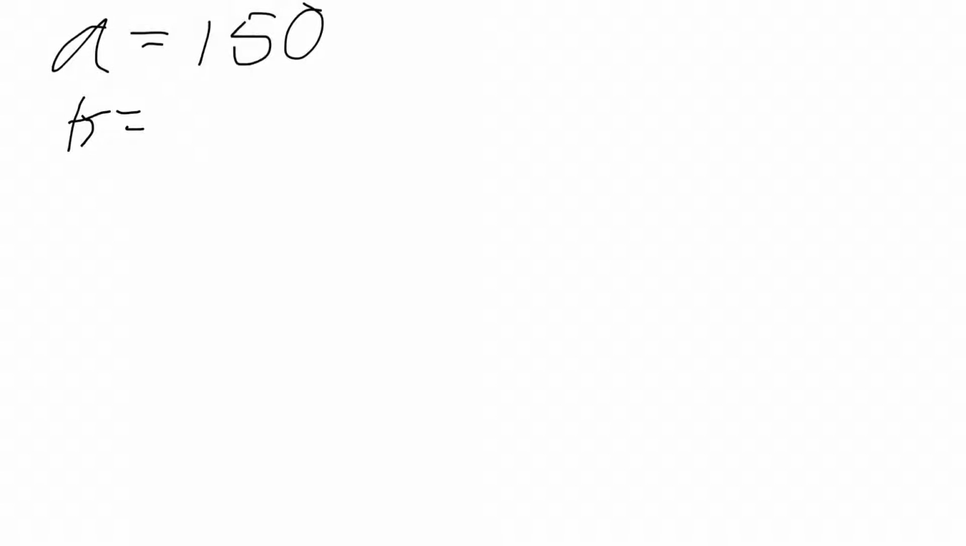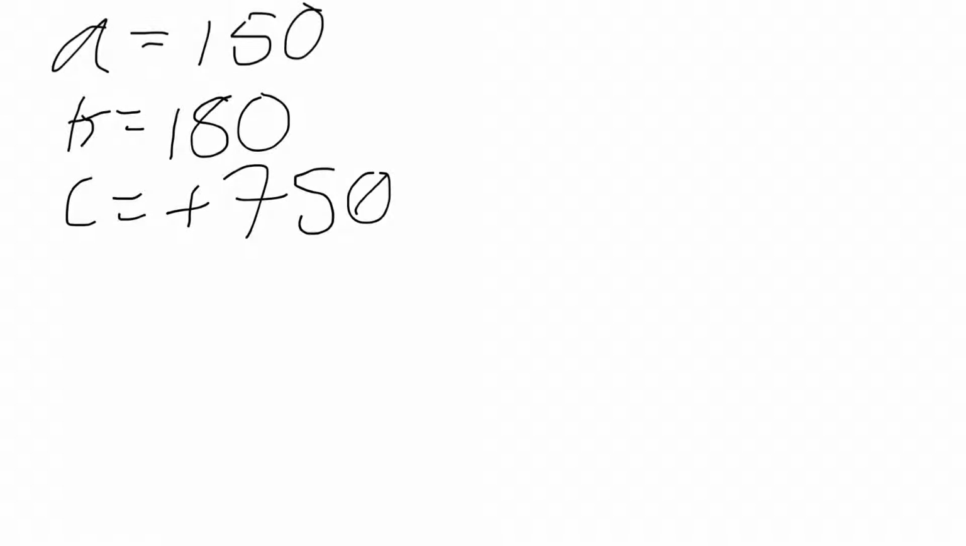Our A value was 150. What did we get for our K value? 2. That was our period. Our period was 2. What was our K value? 180. Okay. What did we do next? We got our A, we got our K. What did we get next? C. What was our C value? Plus 750. What about our D value?